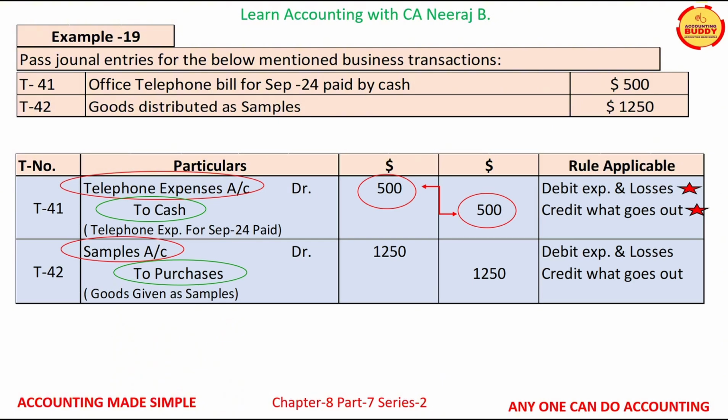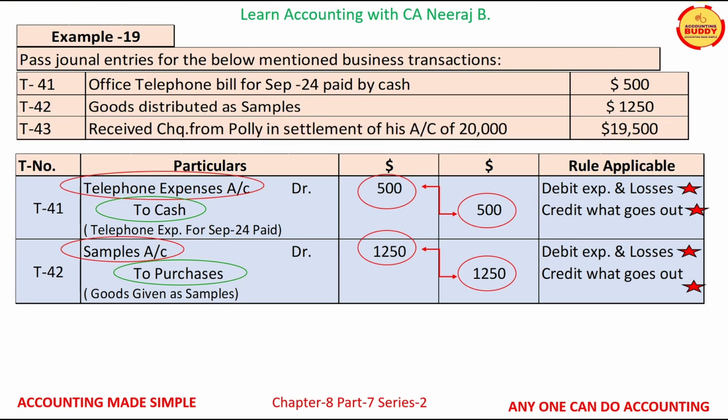Donation of goods being the business expense is debited as per nominal account rule of debit all expenses and losses. Since distribution of samples is not a sale, it will be credited to the purchase account as the stock of the goods will reduce. Therefore, this transaction is recorded for $1,250 by debiting sample account and crediting purchase account.